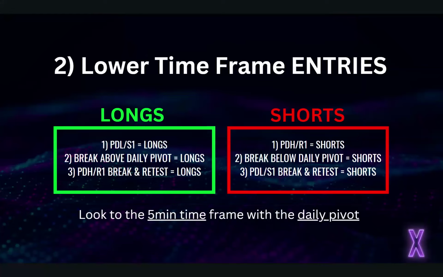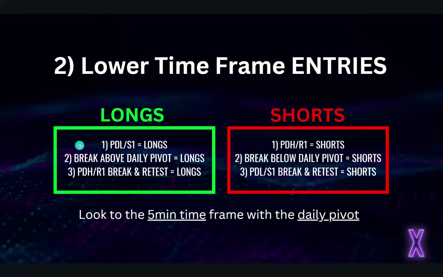Then on the lower time frame is where we're looking for our entries. I've marked out 3 different entry points. These are basically the same entry points for longs and for shorts. And how it's going to work is like this. The first entry point is when price gets to the previous day low and support 1, we're looking for longs. I'm going to show you on the chart now exactly where these are.